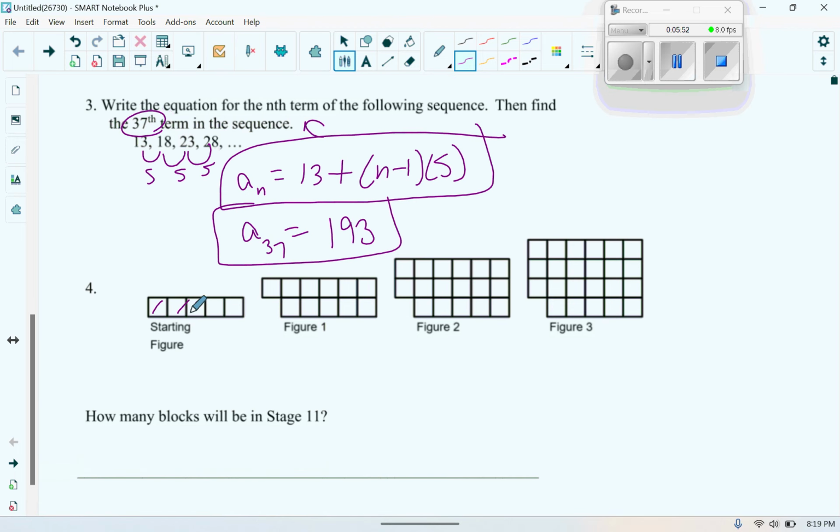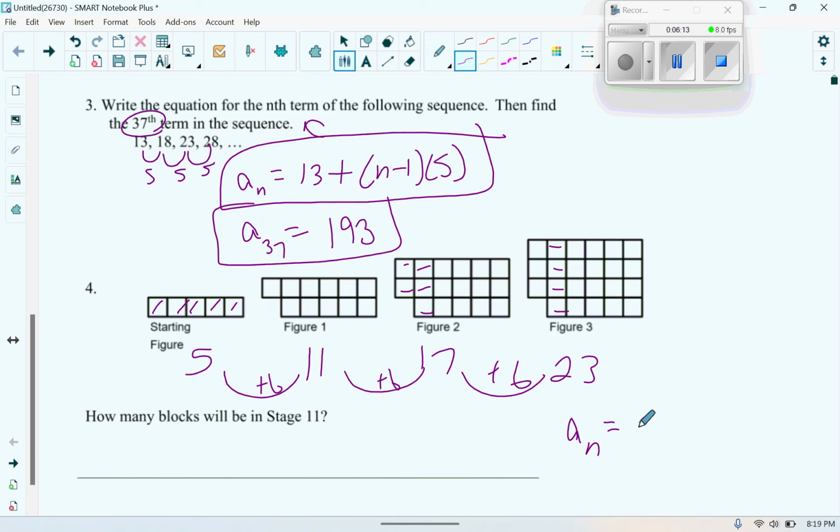Okay, number 4, we're just trying to find the pattern. Let's see, 1, 2, 3, 4, 5. This one's 5, this is 11, 5, 10, 15, 16, 17. That's 17, 5, 10, 15, 20, 23. Okay, let's see what's going on. I'm adding 6 here, adding 6, adding 6. How many blocks will be in stage 11? I'm going to say 5 plus n minus 1 times 6, and I'm going to put 11 right there. I end up getting 65 for my answer.